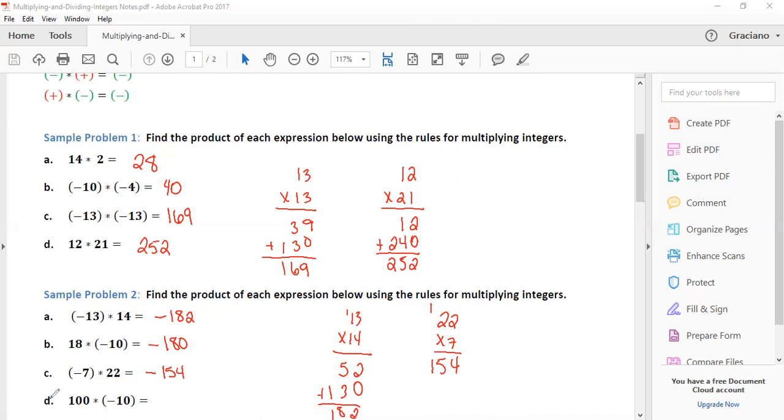For part D, again, I have one positive number, one negative number, so my answer will be negative. I have 100 times negative 10. It's going to give me negative 1,000.